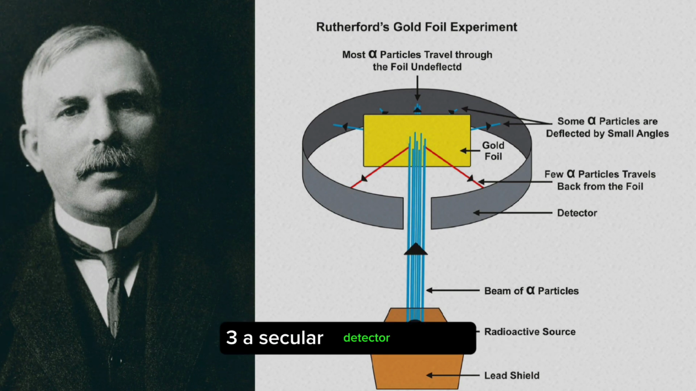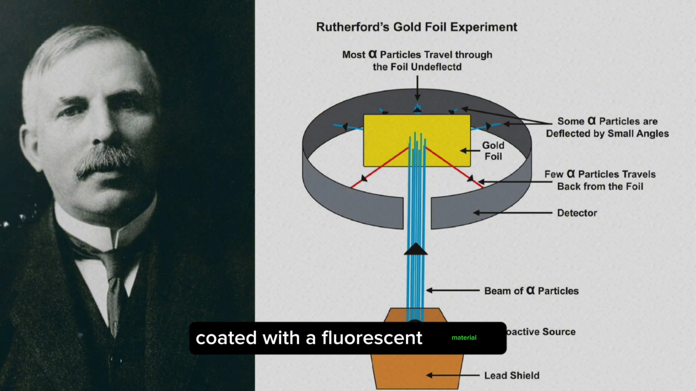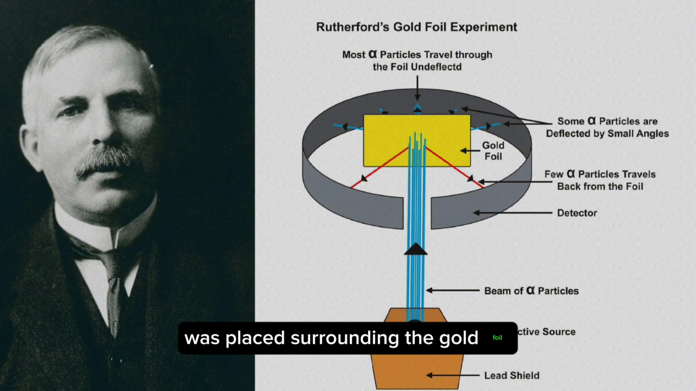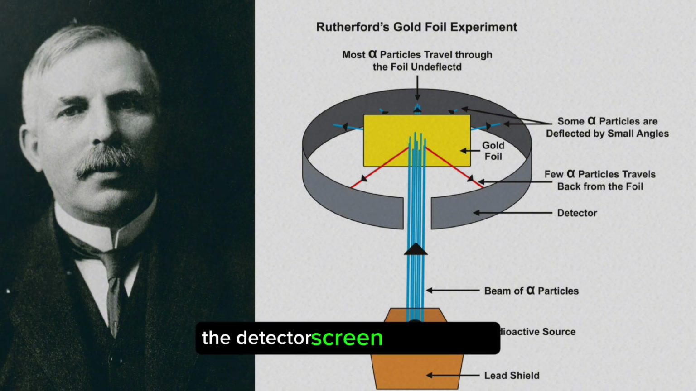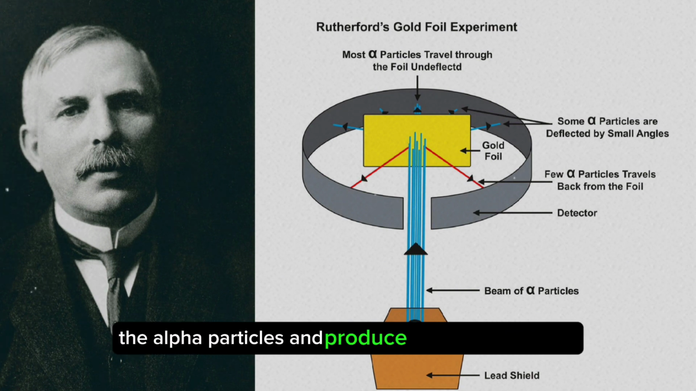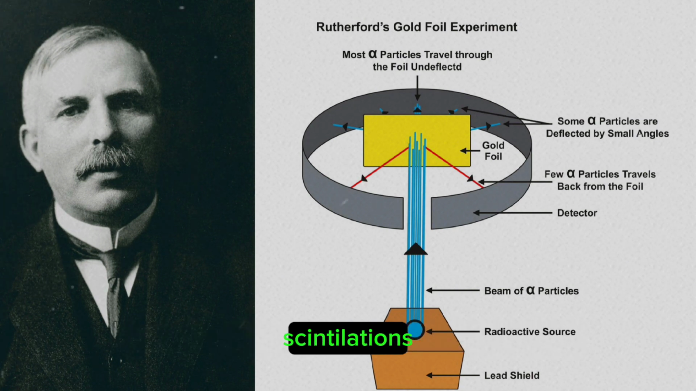3. A circular detector screen coated with a fluorescent material was placed surrounding the gold foil. The detector screen could detect the alpha particles and produce tiny flashes of light, scintillations, when struck by them.